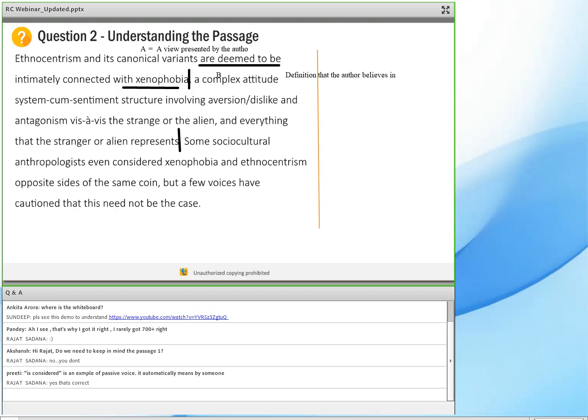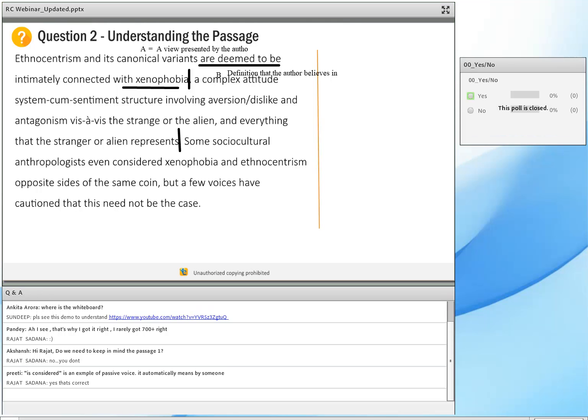Read this from that standpoint. B is a definition that the author believes in. Read it again. You will have to read it again to really see this. The author says EC and its canonical variants are deemed to be connected with XP. What is XP? A complex attitude cum sentiment structure involving blah blah blah. Can you see the difference over here? Author doesn't own up to A. He says this is someone else's view, but the author owns up to B, which is very, very important.